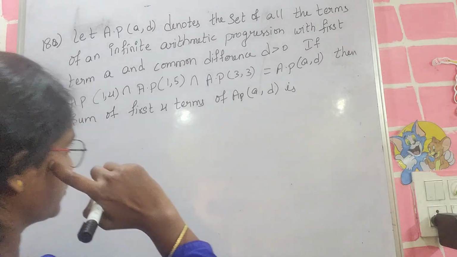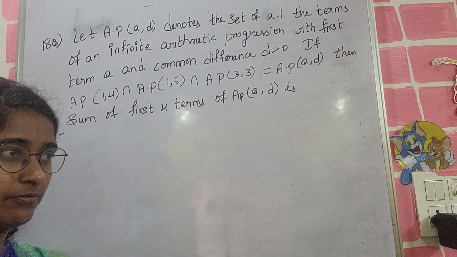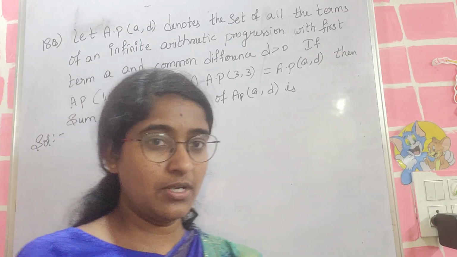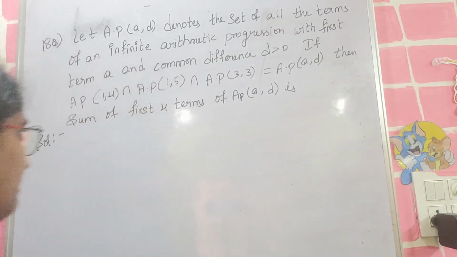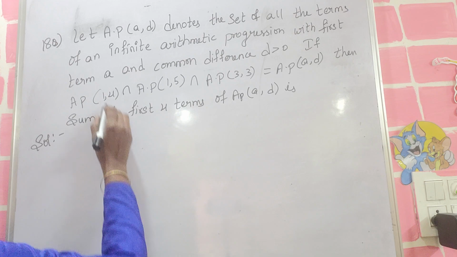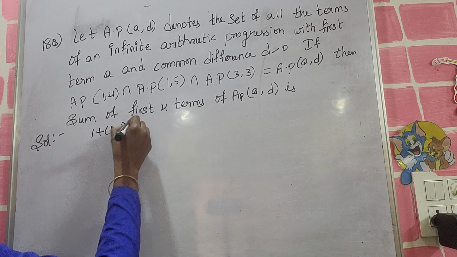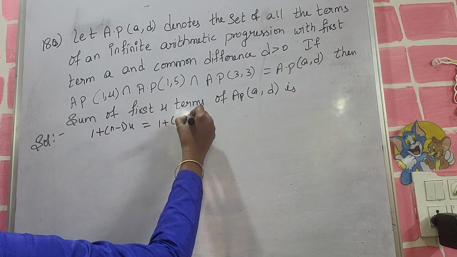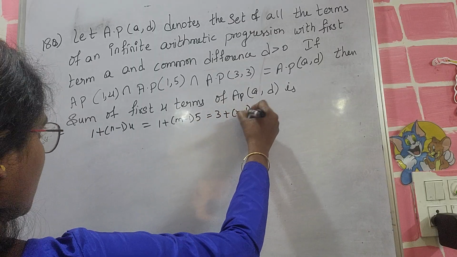A and D. Now we have to find them the same way we did before. The same way, we need to find the value of A. I think we remember comparing the n, m, r values. So here also we take, in the first series, 1 plus (n minus 1) into 4 is equal to 1 plus (m minus 1) into 5 is equal to 3 plus (r minus 1) into 3.